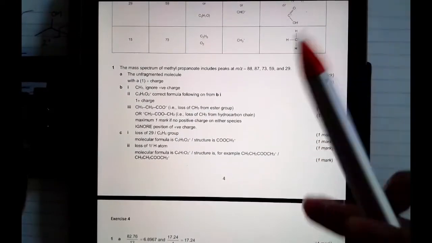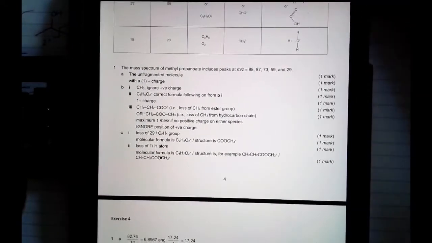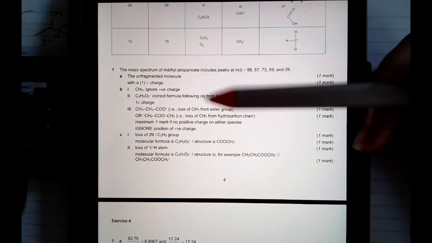The next one then is the exam style questions. So you're asked about methyl propanoate. I would suggest drawing methyl propanoate for yourself. I know we haven't done esters yet, but it just makes it easier to see, and then attempt answering these questions.